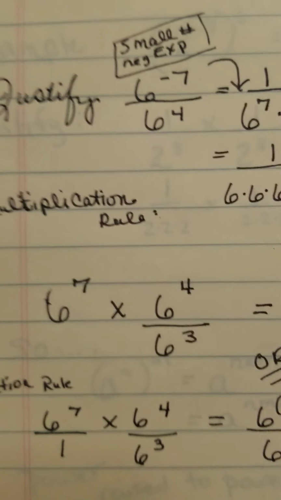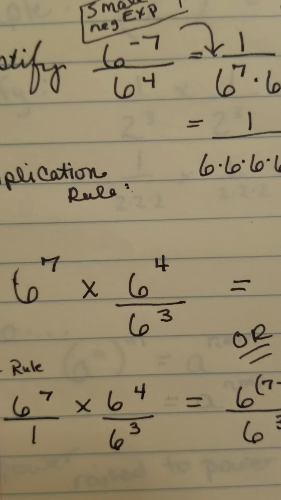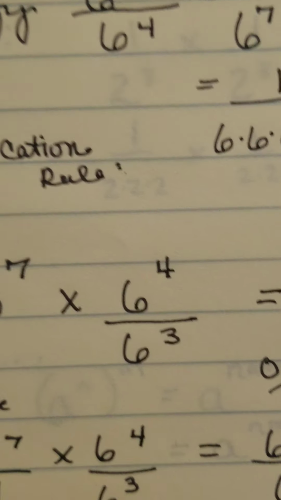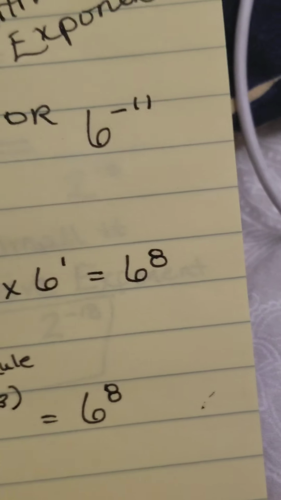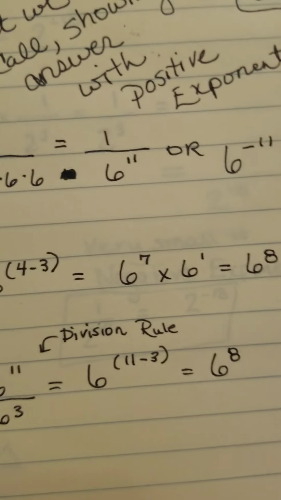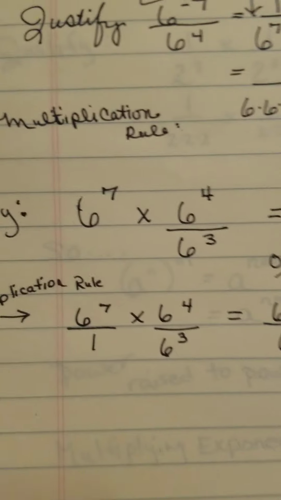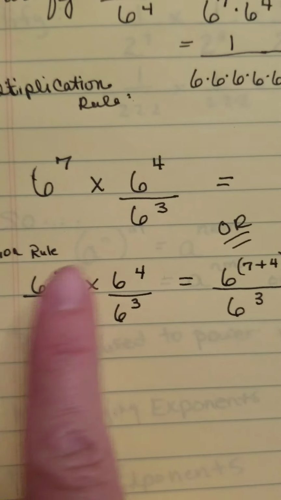So personally, I saw this right away and said, oh, this is a 1. 4 minus 3 is 1. And 6 to the 7th times 6 to the 1st power is 6 to the 8th power. But you may do it differently, and you may say, well, I want to multiply them first. You can do that as well.